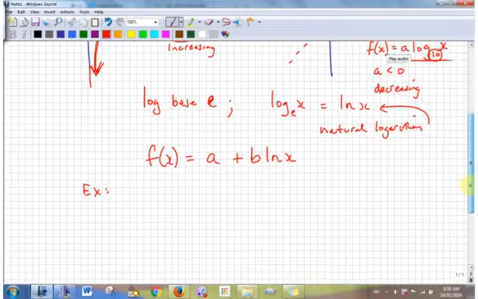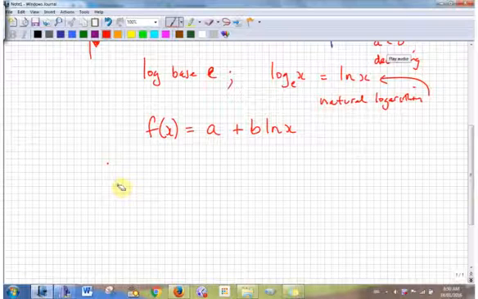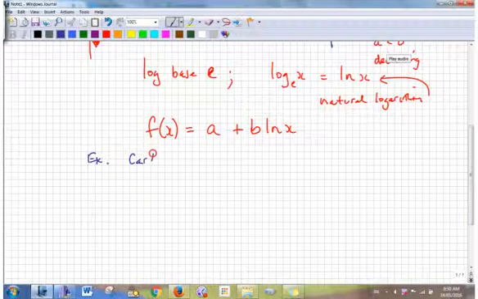Example. I'm in red. Let's go back to blue. Carbon dating.